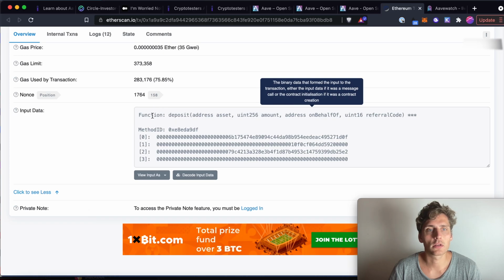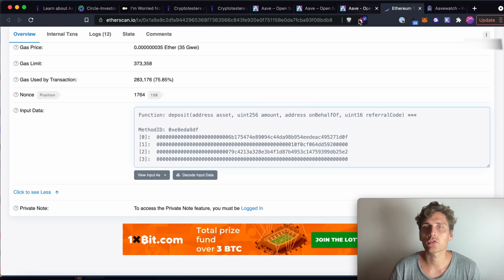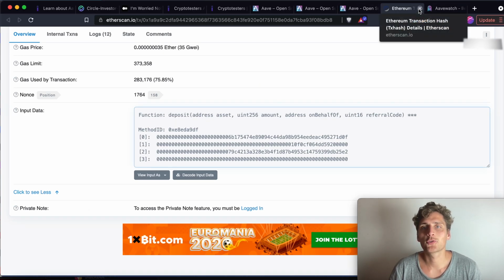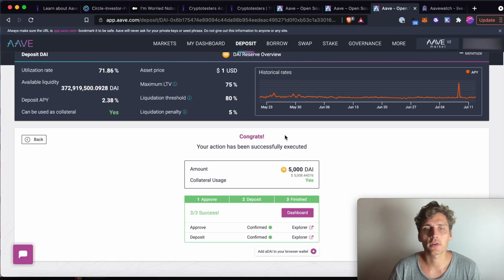You can see I triggered this deposit function. Anyway, this is not super important, but I find it interesting. Basically, Aave gives you another token in return when you deposit, which is aDAI. So when you deposit 5,000 DAI, you get 5,000 aDAI.